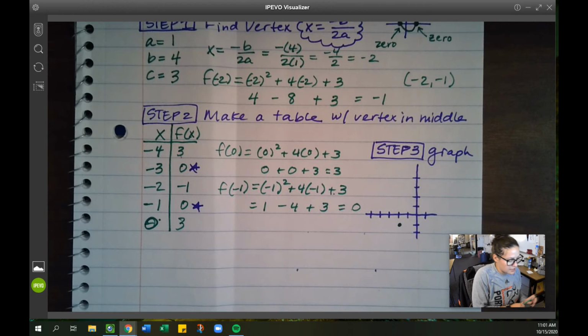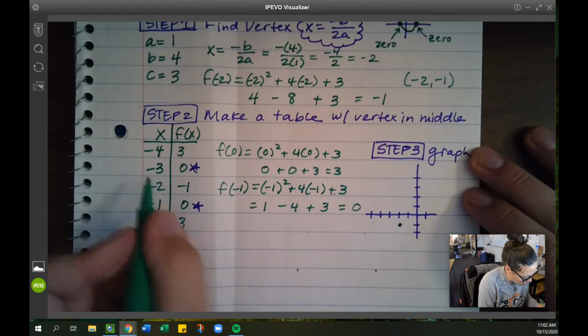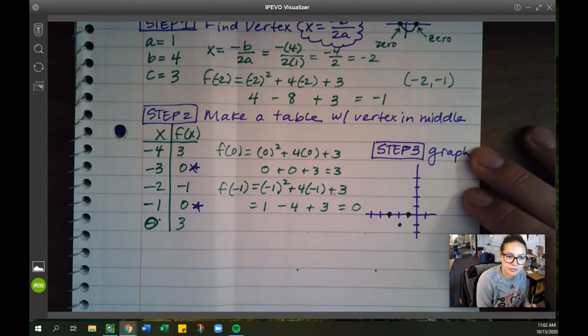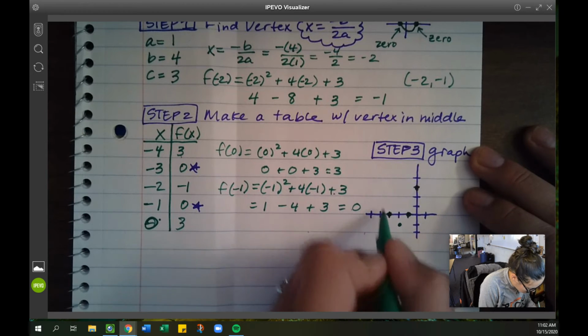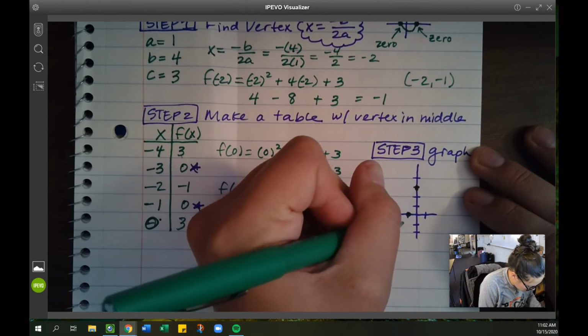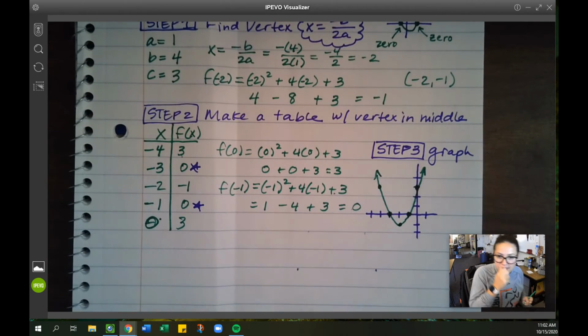So there's my vertex, negative 2, negative 1. And then I work out 1 point at a time on the left and the right. So I'm going to have negative 3, 0 and negative 1, 0. And then I have 0, 3 and 4, 3. And there's my beautiful little parabola. Isn't that so cute? It's so nice.